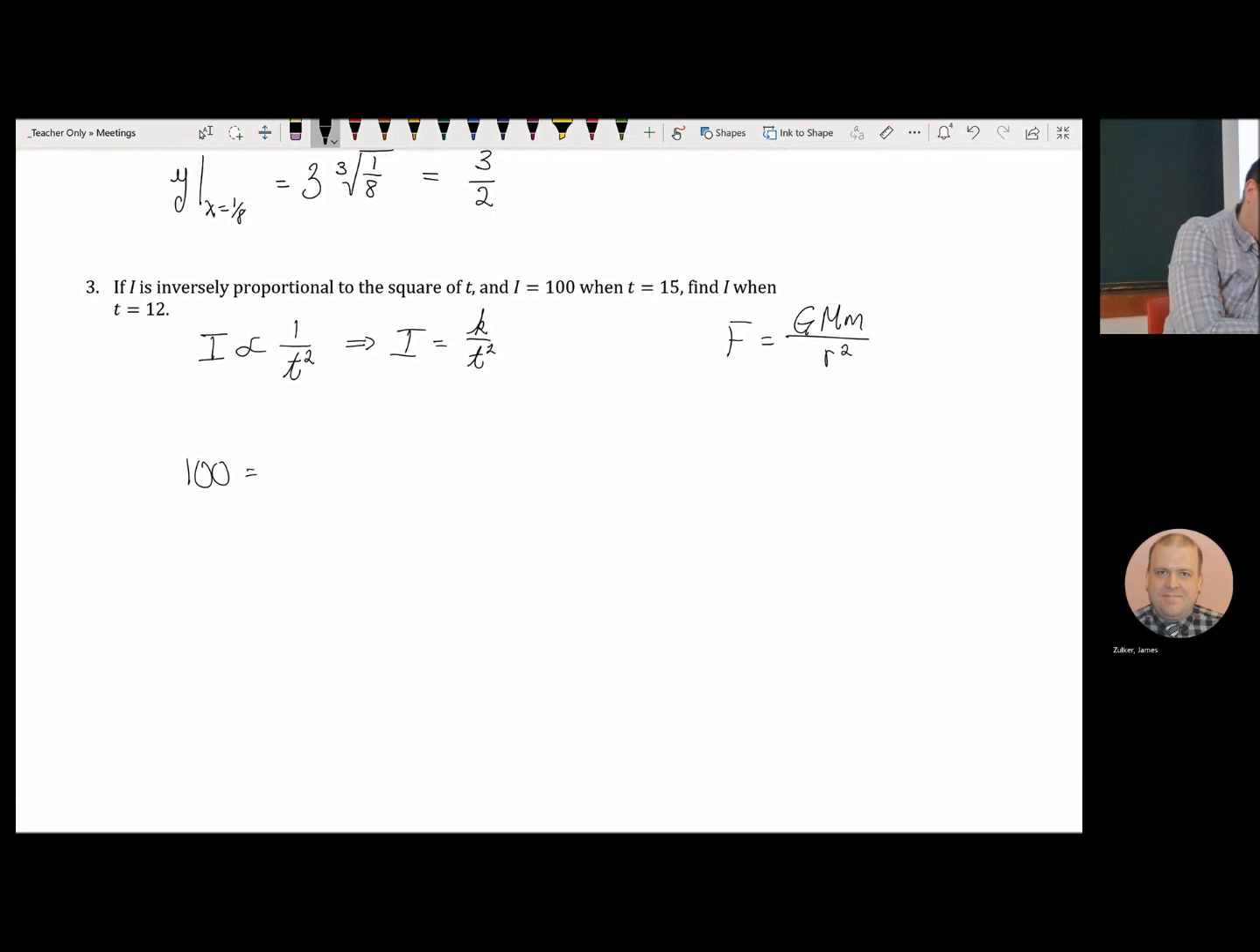So we're told I is 100 when t is 15. What is 15 squared? So K would have to be 22,500. There's our relation.